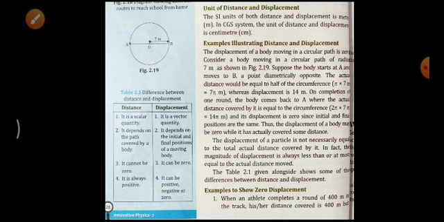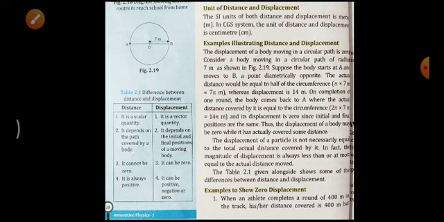On completion of one round, the body comes back to A, where the actual distance covered by it is equal to the circumference of the circle, that is 2 pi r. That is the formula to calculate the circumference. So 2 pi into 7 is 14 pi meter, and its displacement is 0 because its starting and ending points are the same. It started from A and came back to A, completing one revolution. So the displacement here is 0, but the distance is not 0.